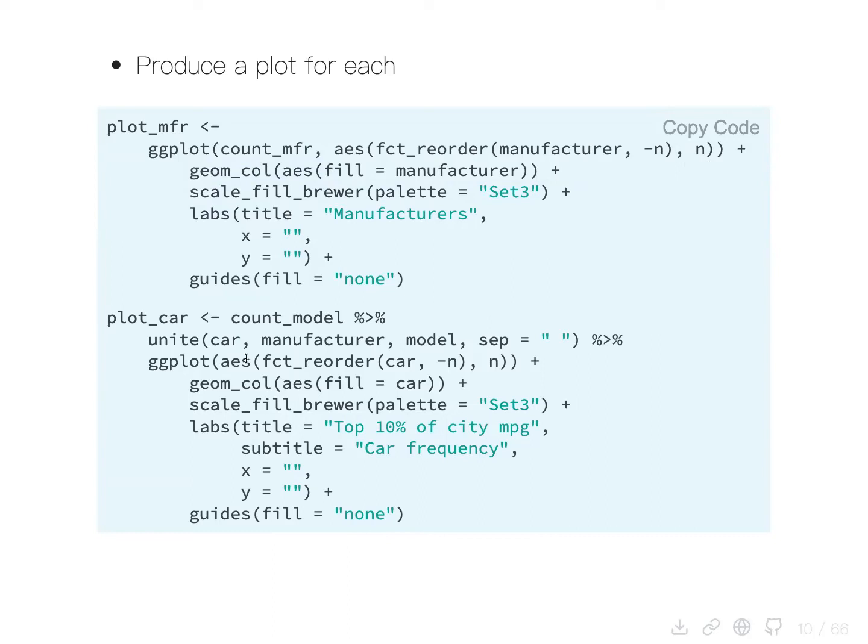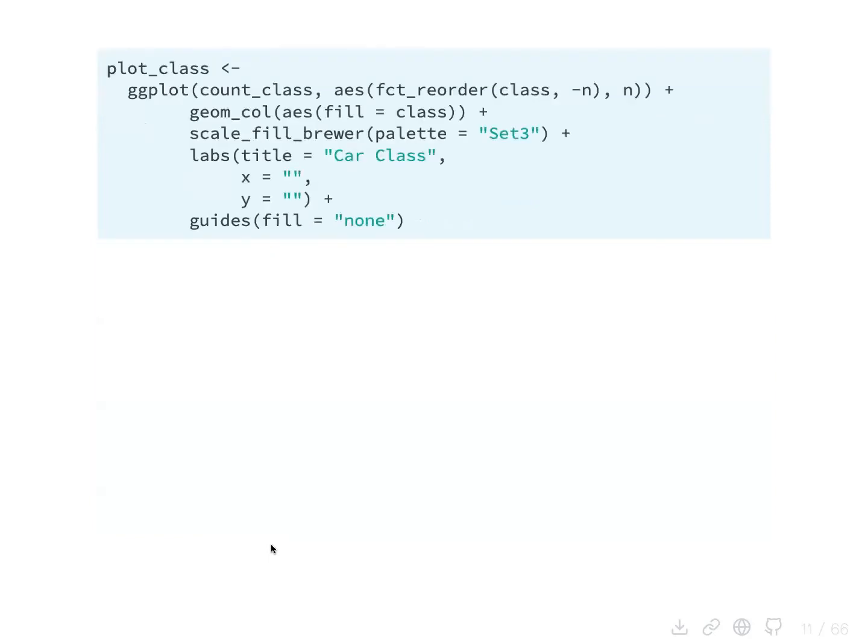Same sort of thing here. The only thing I'm doing that's a little bit weird is I'm using this unite one, where I'm taking those two columns, the manufacturer and the model, and stapling them together into a single column, which I'm calling car. So car is going to be the combination of the manufacturer and model, separated by a space. After that, it's just a geom call again. Same thing for class, just counting the class. I'm always doing this factor order, but other than that, it's pretty standard. And I'm using scale fill brewer for the colors.